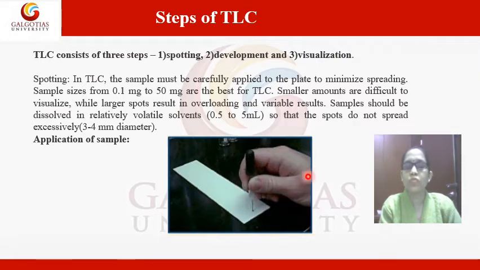Samples should be dissolved in relatively volatile solvents, in a minimum volume of solvent, around 0.5 to 5 ml. If we make a minimum concentration of sample, then the spots will not spread excessively. The spots should be around 3 to 4 mm in diameter. So this is the technique: by using a capillary tube, we spot the sample on the TLC plate.